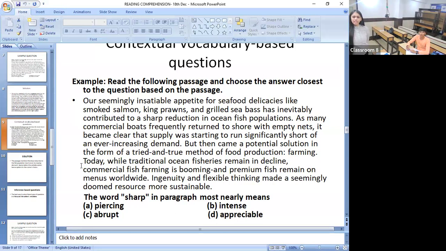Let's move on to the next topic. Please guys tell me, okay? You have to communicate. Choose the answer. So this is a question based on contextual vocabulary. Remember we discussed that there will be a question based on contextual vocabulary? So this is what you need to find out. Come on.